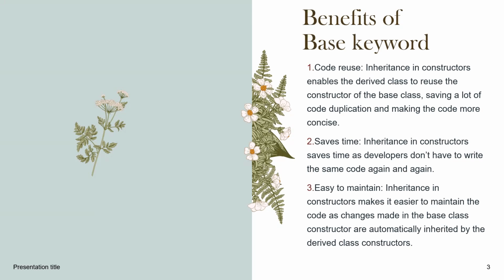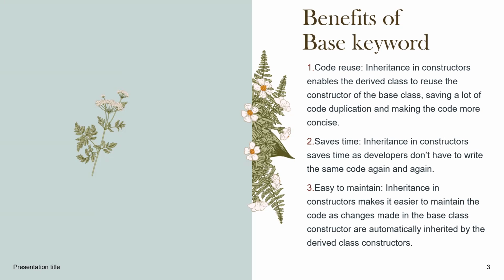Instead of writing it in the derived class, it is better to take the data which is already available in the base class. Inheritance in constructors enables the derived class to reuse the constructor of the base class, saving a lot of code duplication and making the code more concise. It saves time, as developers don't have to write the same code again and again. Easy to maintain: inheritance in constructors makes it easier to maintain the code, as changes made in the base class constructor are automatically inherited by the derived class constructor.